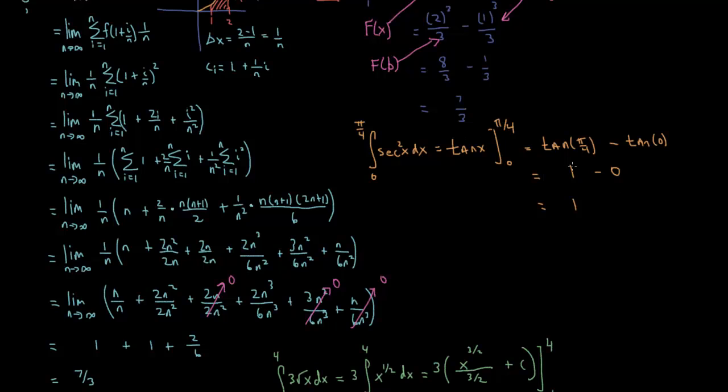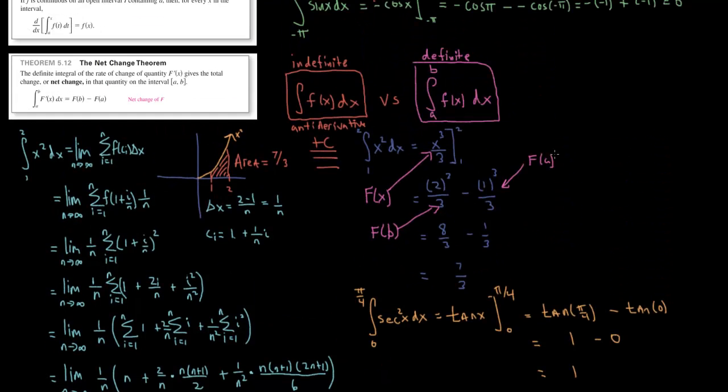So the area, now secant squared is definitely non-negative, so we can think about area under the curve here. Area under the curve from 0 to pi over 4 is going to be 1. All right, so I hope you get the gist of what is going on with the fundamental theorem of calculus. You have to first define your antiderivative, capital F. Then, once you find your antiderivative, you have to look at capital F of b minus capital F of a.